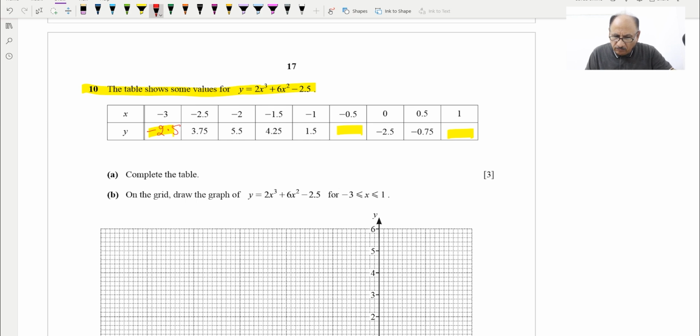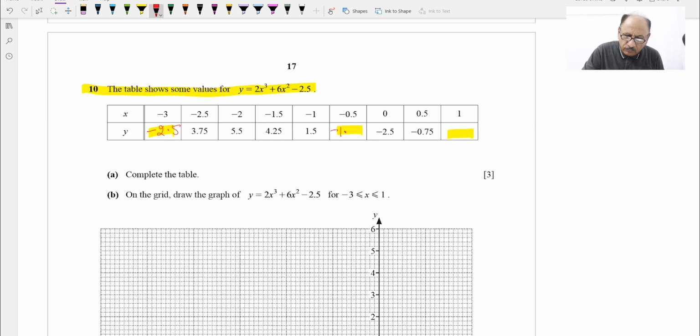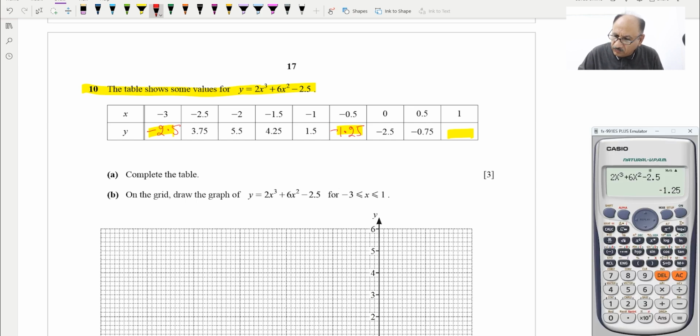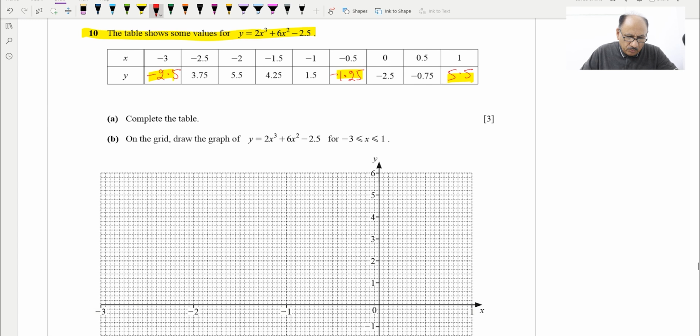Now we can calculate for -0.5, and this will give us -1.25. And the third required value we can calculate for x equal to 1, which is giving 5.5, so 5.5 will be this value. Now we need to do what? After completing the table, the second part, part B, is to draw the graph.